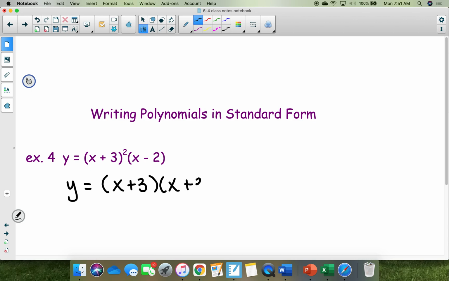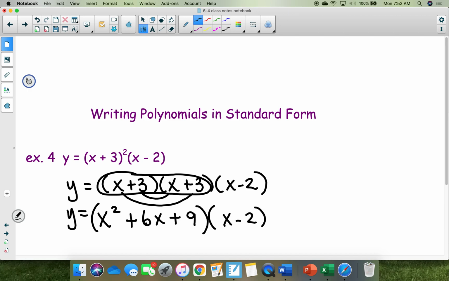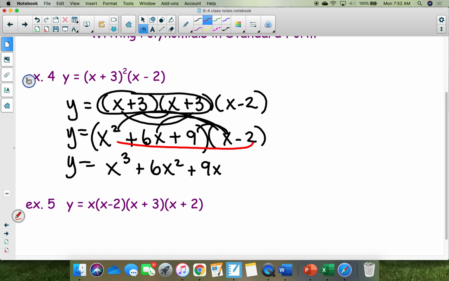There's not just one x plus 3, there's 2 of them. So I'm going to multiply this out first. You get x to the 2nd plus 3x and 3x gives me 6x plus 3 times 3 is 9. So that's what x plus 3 times x plus 3 equals. And now this is going to take a little bit longer. X times x is x to the 3rd. X times 6x is 6x to the 2nd. 9 times x is 9x. Then you're going to multiply by a -2, a -2x to the 2nd, a -12x, and a -18.